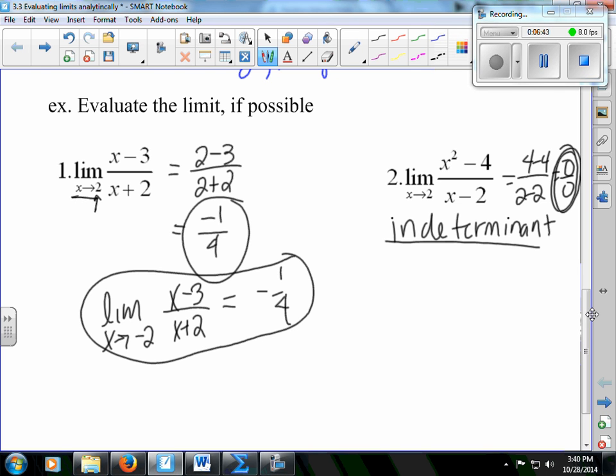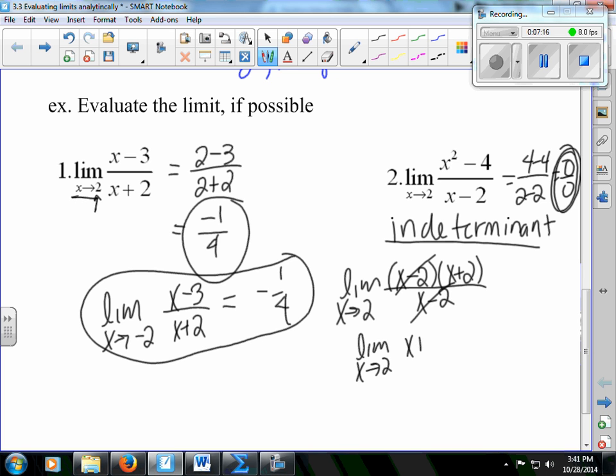In this case, if you look closely at my function that I'm taking the limit of, the numerator is a difference of squares. And we all remember from Mrs. Pyle's class that differences of squares factor very nicely. And so I'm going to go ahead and factor that numerator. Oh, look at that. Now I have a common factor of x minus 2. I'm going to cancel that common factor of x minus 2. This leaves me with x plus 2.